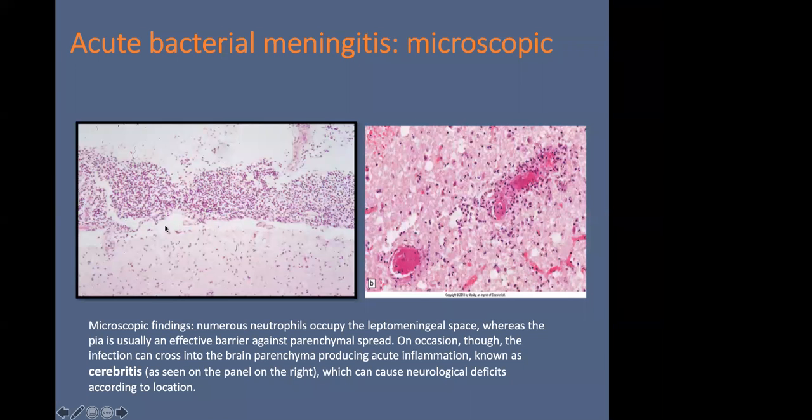Likewise, CSF flows through the subarachnoid space. So through the CSF, it can involve the ventricles of the brain, and we'll call it ventriculitis. These are serious complications of bacterial meningitis. And this is why, if the treatment is not given early enough, this disease is usually fatal.